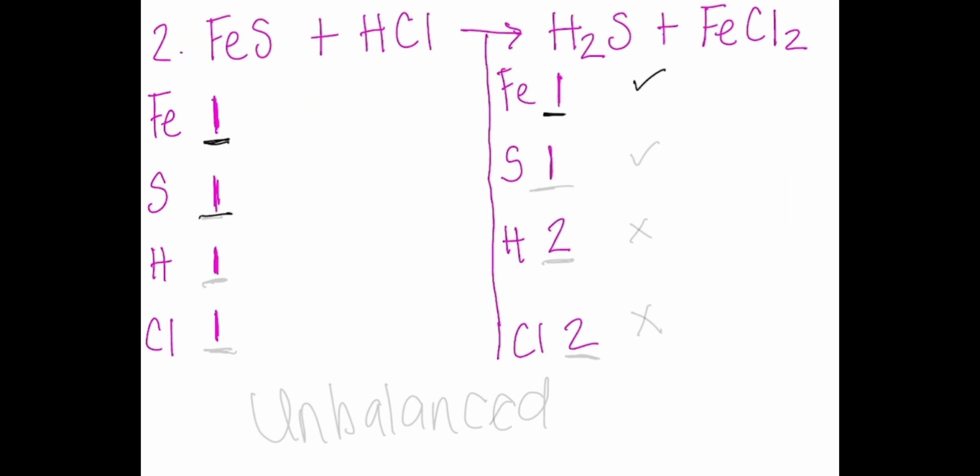For sulfur, I have one of each. They match. They're good. Then I get to hydrogen. I have one on the reactant side, but two on the product side. They do not match. When I go to chlorine, I have one chlorine, and then I have two chlorines on the product side. They do not match. So since all of my elements do not match, it makes this equation unbalanced. All right? It is unbalanced. I hope this makes sense.